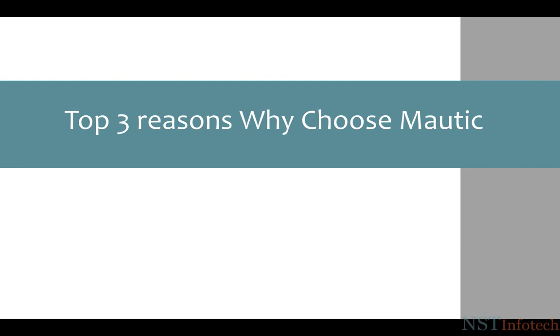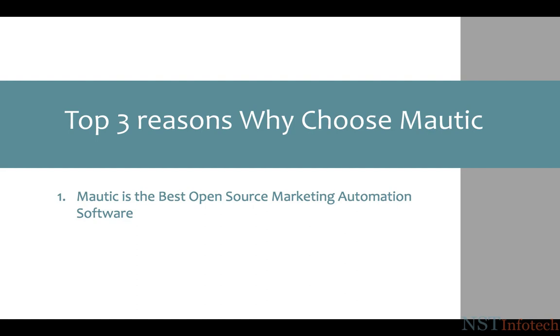In this video, we'll see the top 3 reasons why to choose Mautic. The first one, Mautic is the best open source marketing automation software. Why is it the best? Because it has almost all the features required for email marketing. It has lead scoring, customer segmentation, landing pages, marketing campaigns, drip flow programs, and more. Mautic is completely free. You only need to pay for hosting and email service.